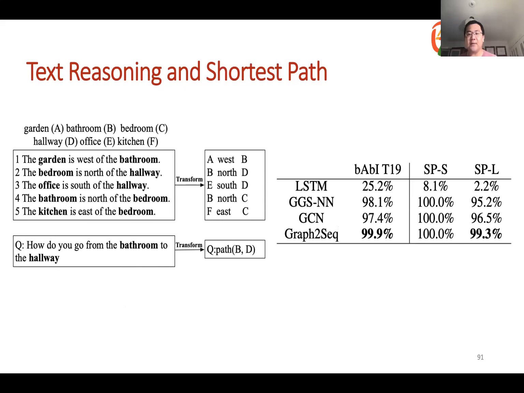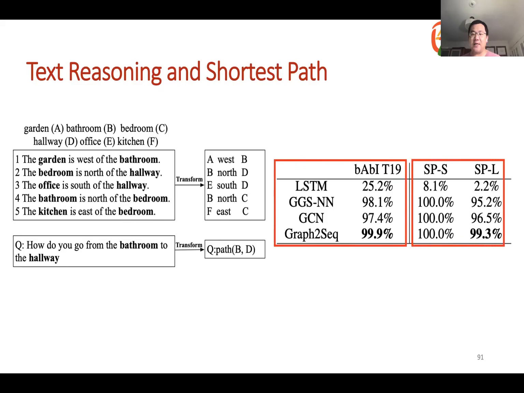The other task tested here is called the shortest path task. It purely leverages graph structure information, and we try to generate a shortest path from the original location to the destination location. As you can see, on the bAbI task, all graph-based methods significantly outperform the LSTM-based method. But our method, graph-to-sequence, since we use bidirectional node representation, achieves better performance compared to the gated graph and GCN baselines.